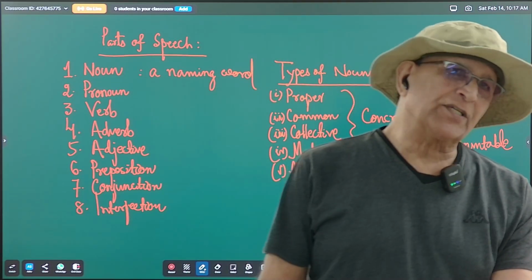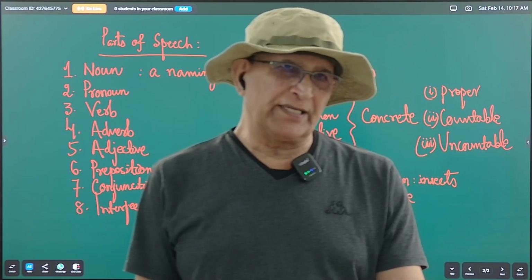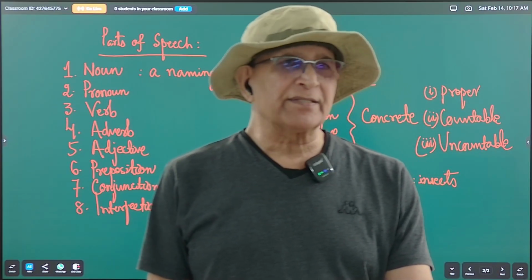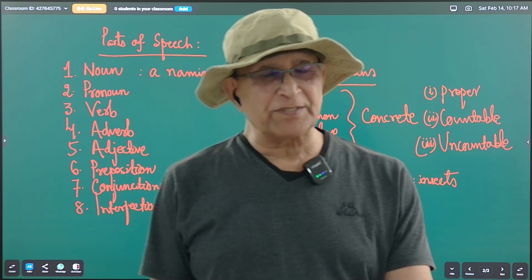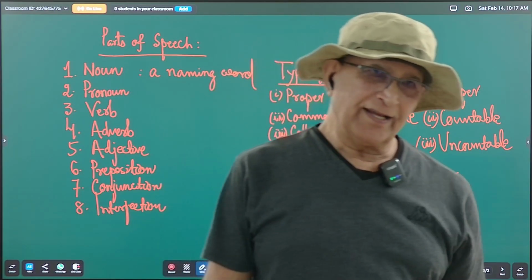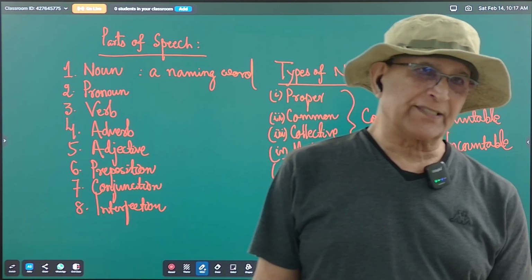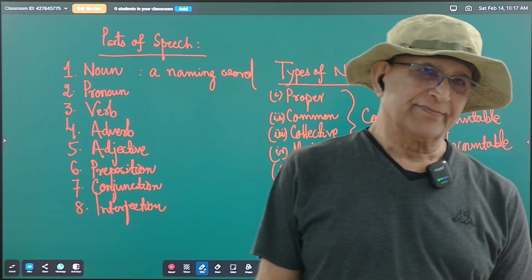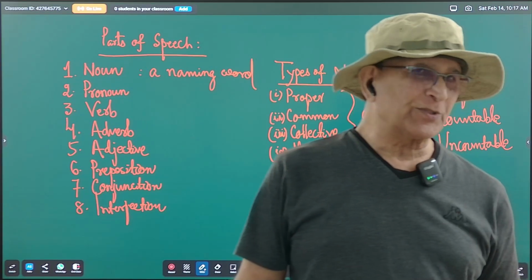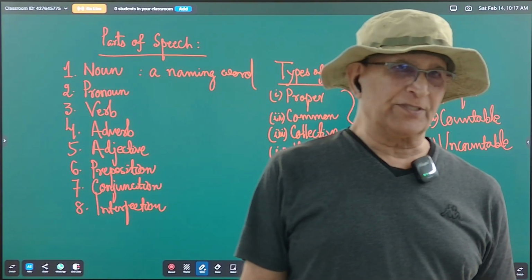Cement is uncountable. I can't say cements. If I want to quantify it, make it countable, I will say a bag of cement, 2 bags of cement, but not 2 cements. Are you clear? So cement is a material, water is a material. Sand, for example, is a material.